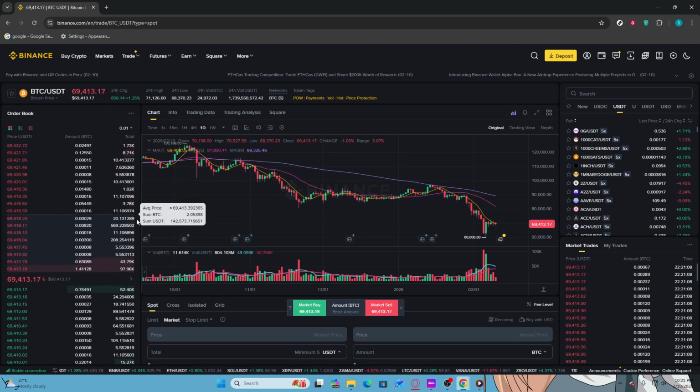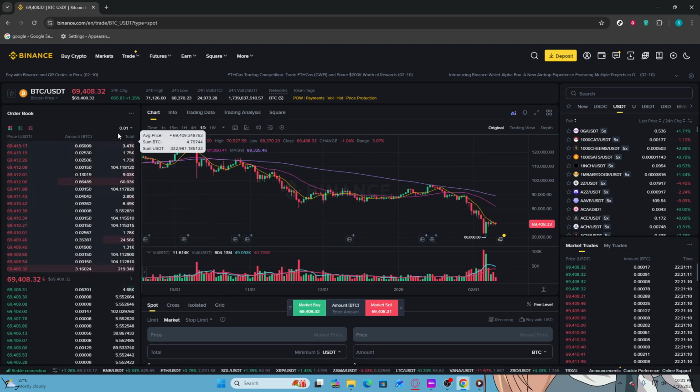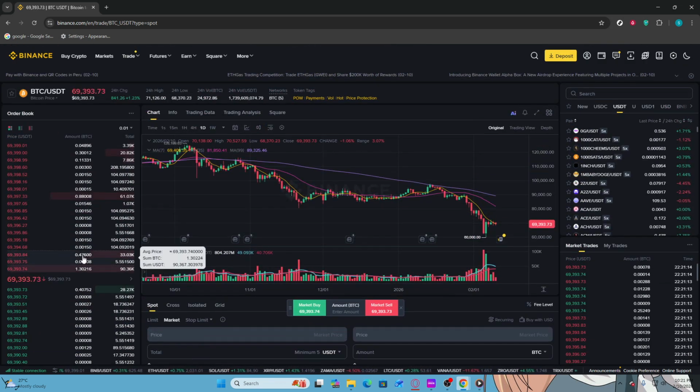Once this appears, take a moment to review the order book displayed on the left side of the screen. This section shows the current buy and sell orders, helping you determine the market depth and pricing trends. Understanding this data is crucial for making informed trading decisions.